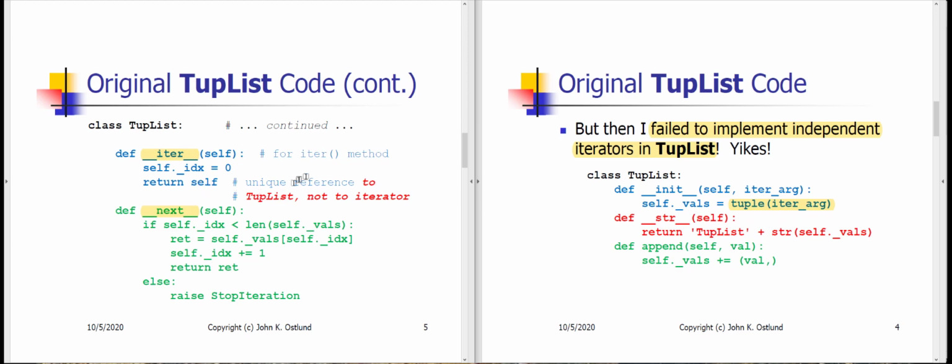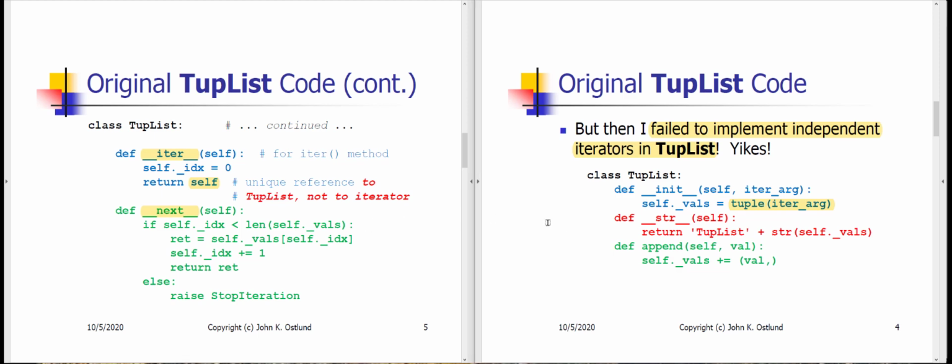Now, the silly mistake that I made here was not realizing that self, which I was returning from iter, is a reference to the current TupList. It's not a reference to a particular TupList iterator. Consequently, by setting up my iter function this way, every iterator that is created for TupList is in fact just a reference to the same iterator object. They share the same internal ID and so forth.